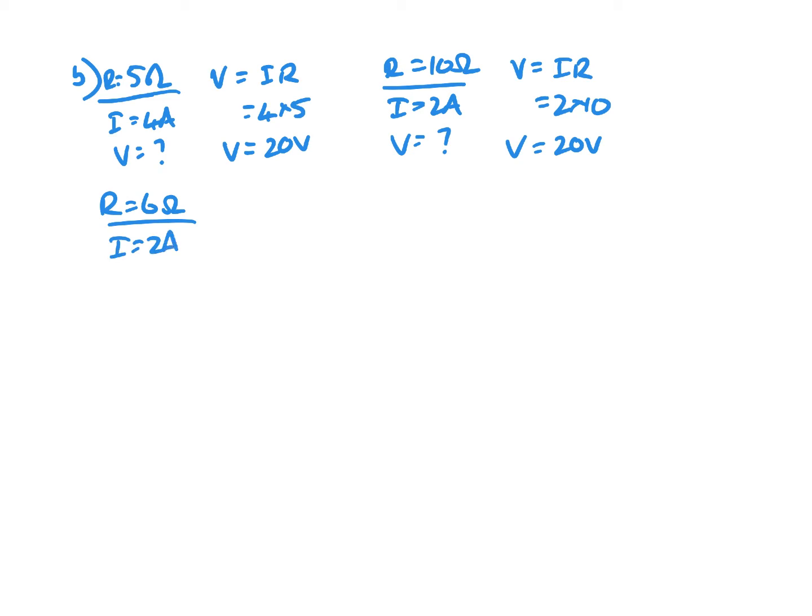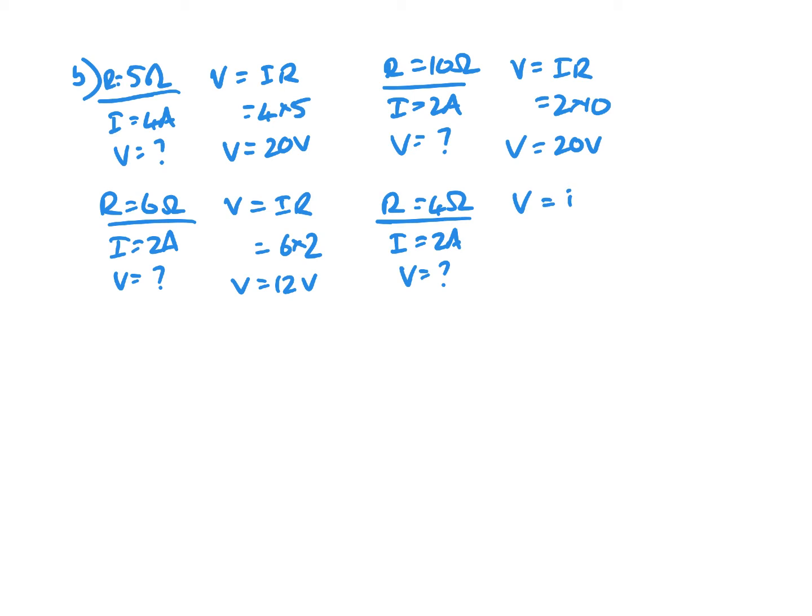For the 6 ohm resistor, I is 2 amps. And for the 4 ohm resistor, I is 2 amps. Lots of calculations, simple stuff, but okay, that's just done all the voltages, and now we're just being asked all the powers again.